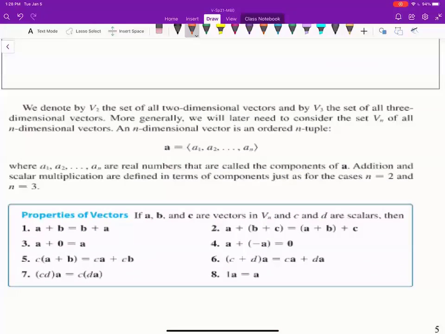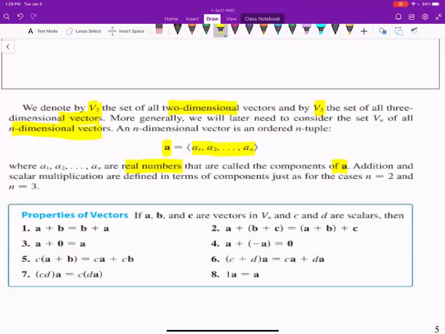We denote V sub 2 to represent the set of all two-dimensional vectors, and V sub 3 the set of all three-dimensional vectors. More generally, we will later need to consider V sub n, the set of all n-dimensional vectors. A has n components, A1, A2, up to An, where A1, A2, A3, etc. up to An are real numbers that are called the components of vector A.